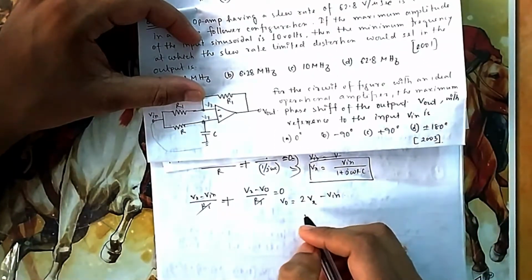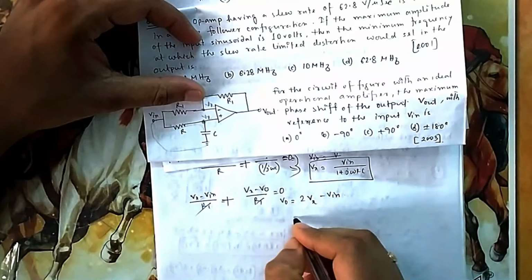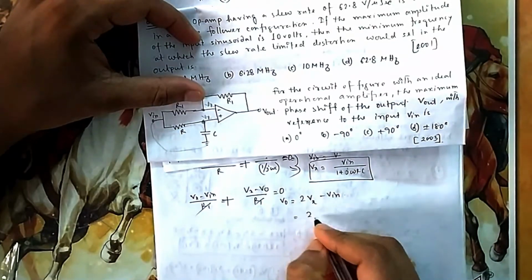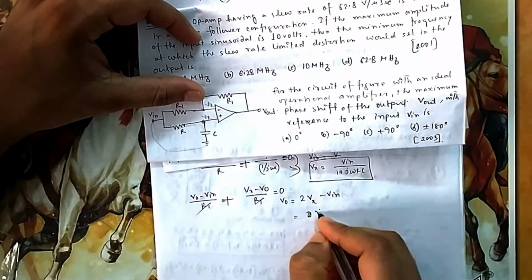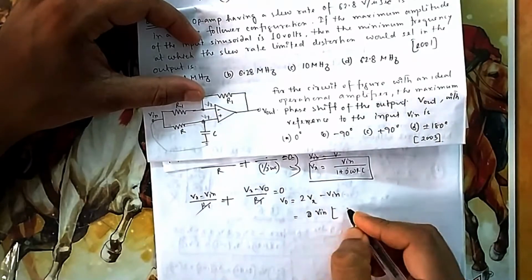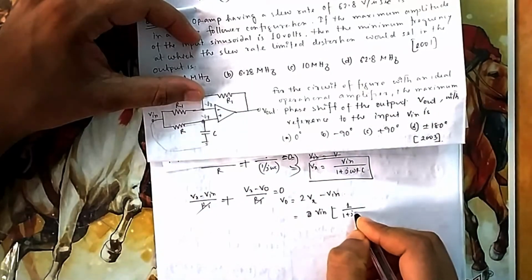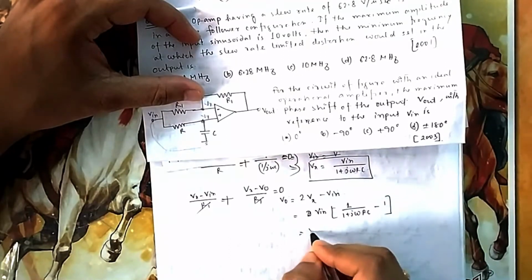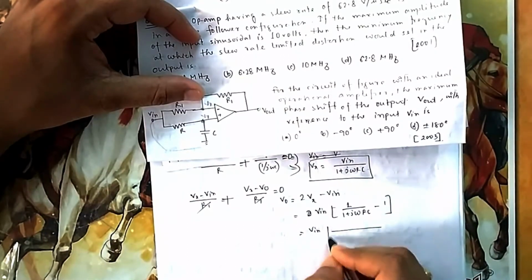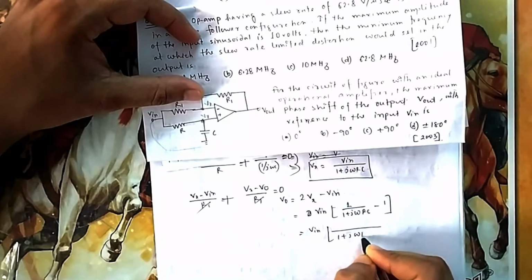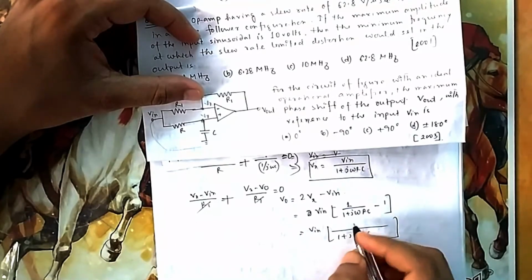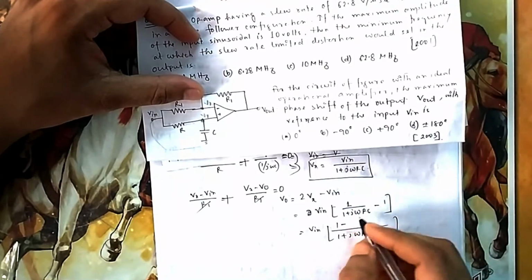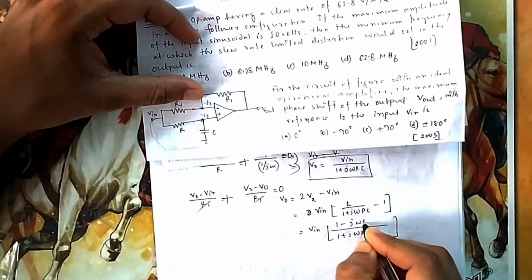Okay. So what will be your Vx? Vx, if you put it there, will be 2 Vn, you can take common. So Vn will be equal to 2 by 1 plus j omega Rc, minus 1. So if you take LCM here, 1 plus j omega Rc, then what will it be? It will be 1 minus j omega Rc.